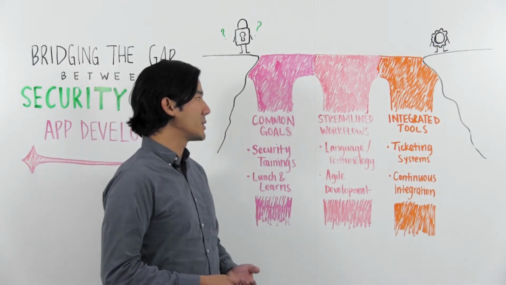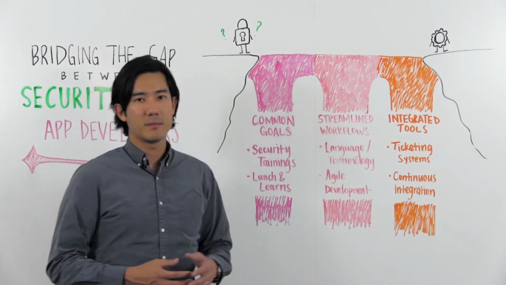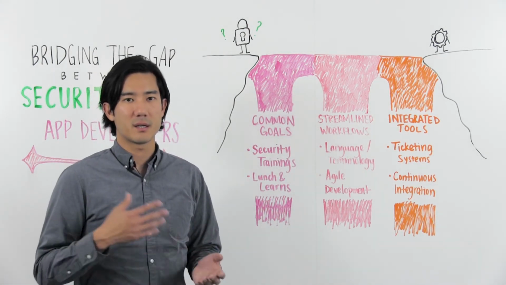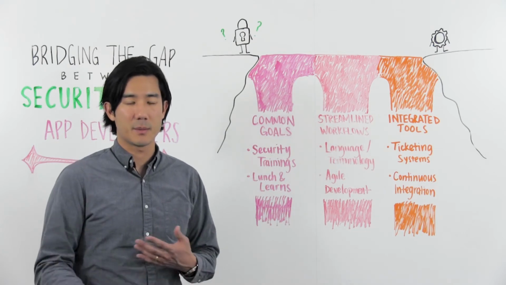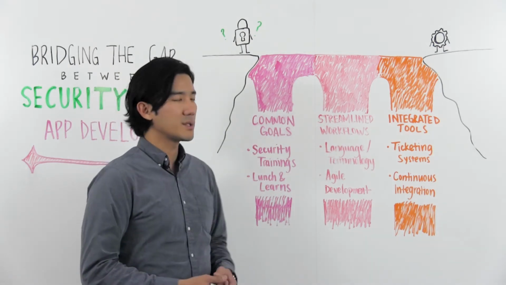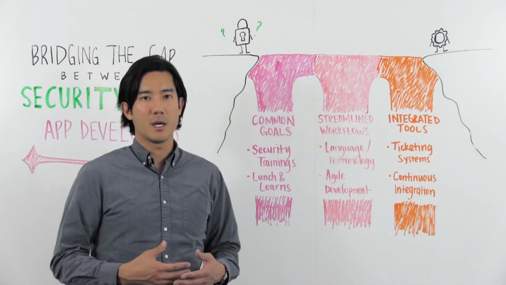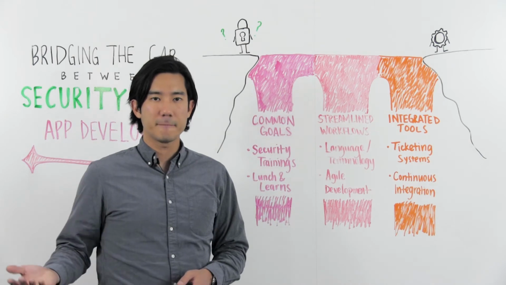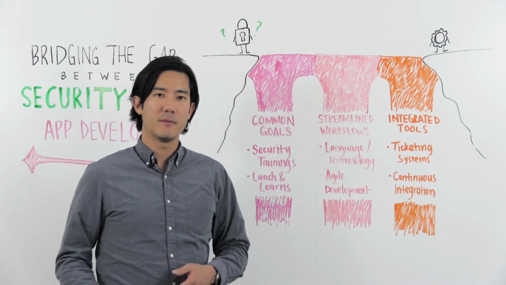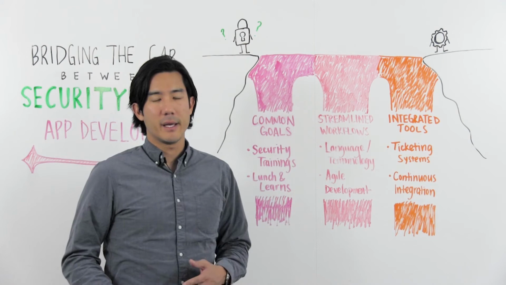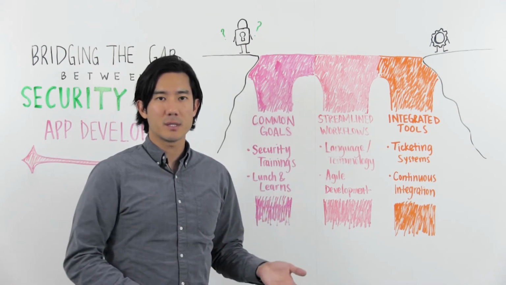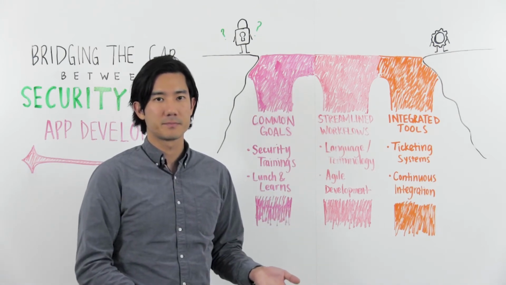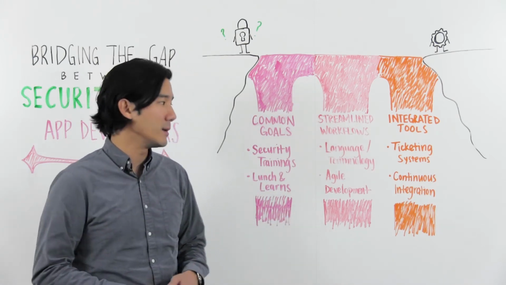The second pillar in this bridge is streamlined workflows. And that means not just having certain processes in place that are understood by both parties when it comes time to remediate vulnerabilities, but also having a shared set of common language and terminology to use. So in security, it's a vulnerability, but in development, it's a bug. And going to your developers with a list of vulnerabilities might not get the same attention as if you were to go to them with a list of bugs. So having that common set of language is important.